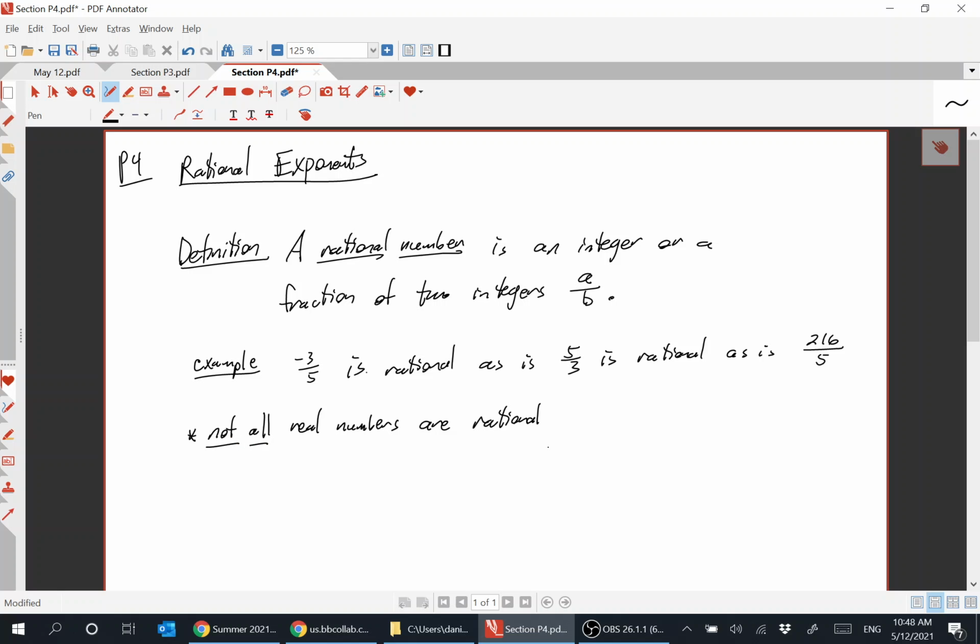Actually, in some sense, most real numbers are not rational. That's a little bit more advanced than we want to get into, but examples of this are like the square root of 2. The square root of 2 is not a fraction of two integers. That's probably the easiest number to explain why it's not rational, although it's not easy.